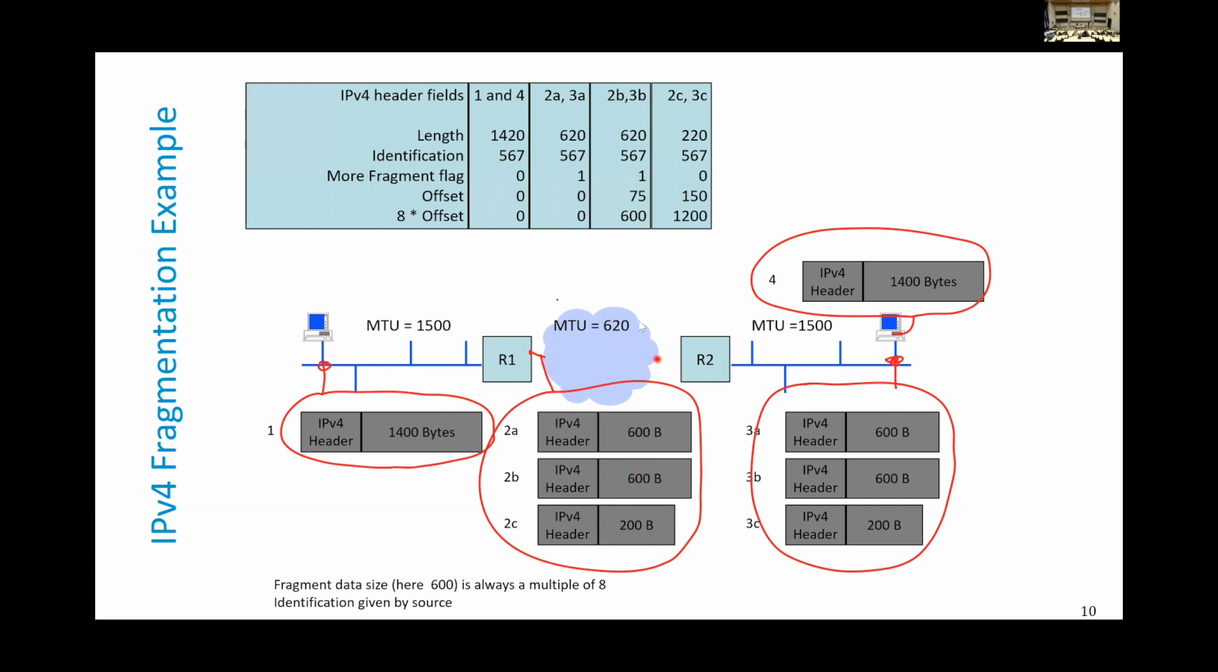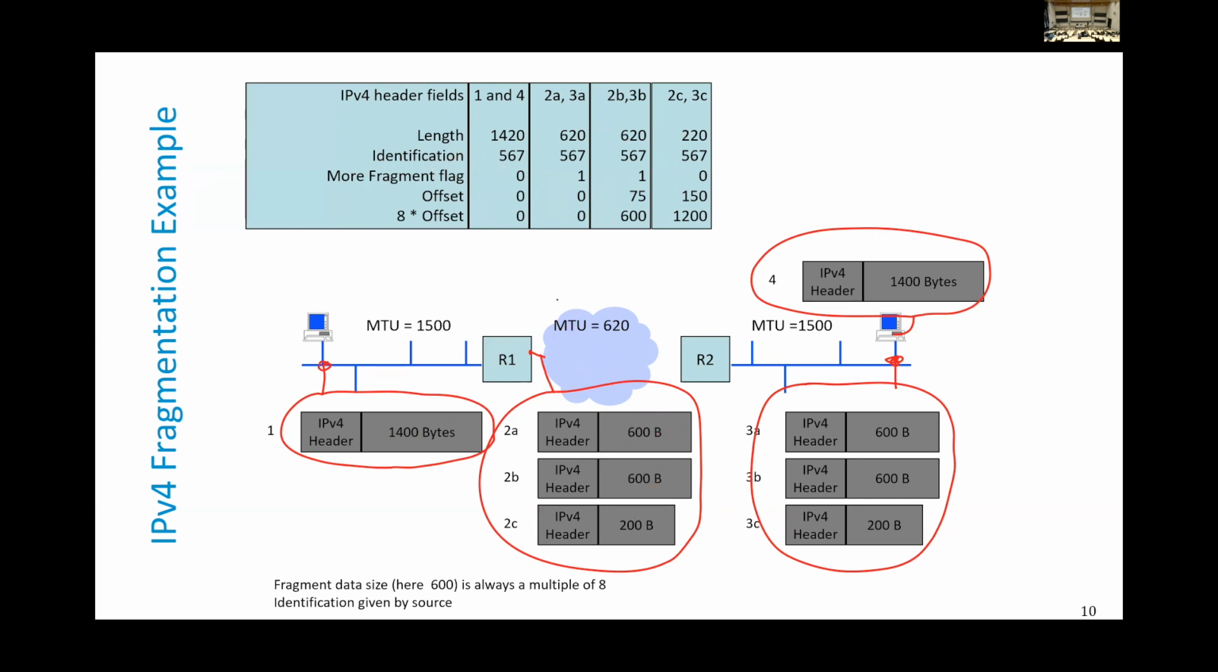Now, those three packets are three independent IP packets, and the information is kept in the IP header that there was a fragmentation. This is why we have in the IP header fields that are called length, identification, and some offset and a flag. The length is the length of the packet here. So at point 1, the length is 1420. At this point, the lengths are 620 or 220 for the last packet.